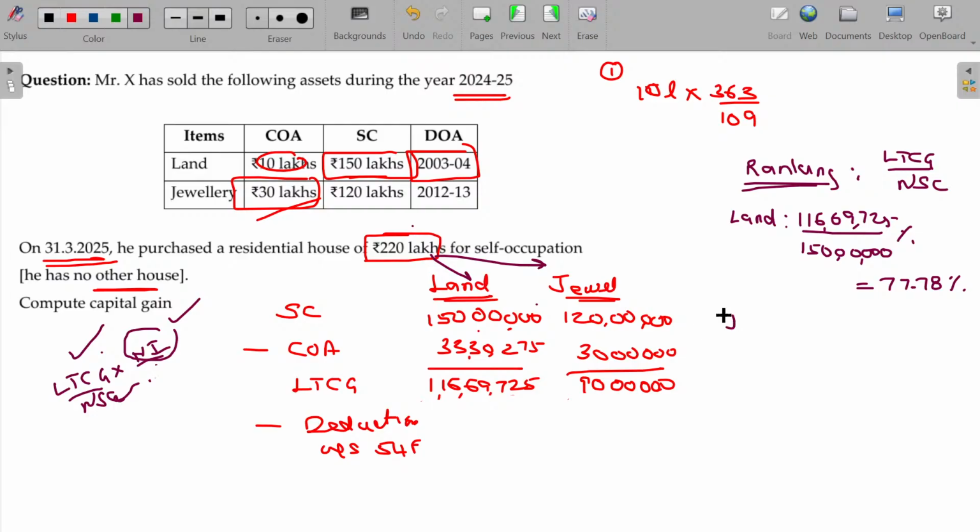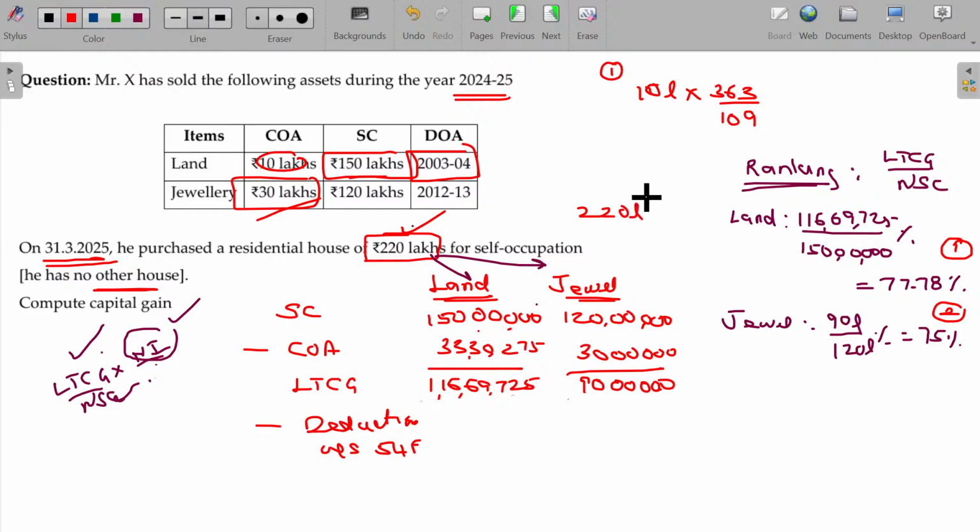In case of jewelry, the same way, your long-term capital gain being 90 lakhs and net sale consideration 120 lakhs, then 75%. From this, for claiming deduction under 54F, you need to claim for the land first of all, and for the jewelry second.